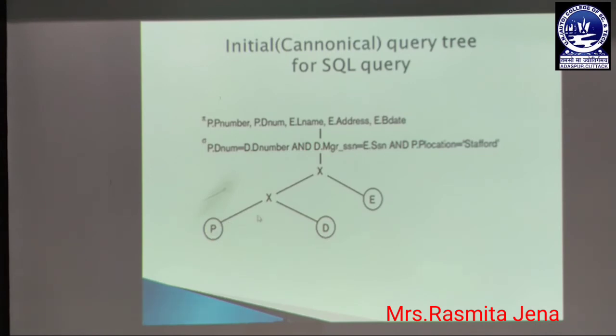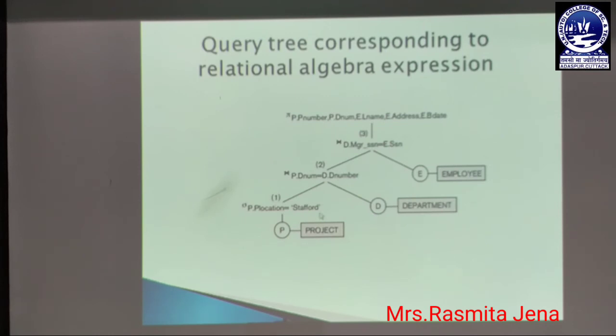From this we get the tuples for sigma P location equals Stafford. The tuple is generated, and again we perform this on the department table, then on the employee table, and we execute this sigma operation and get the result. This is the initial, or canonical, query tree for the SQL query. Next, we can represent this query in an alternative way by pushing the sigma operation down the tree. Let's see what the tree becomes. This is another way to represent the query tree.